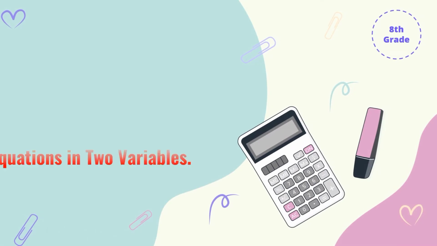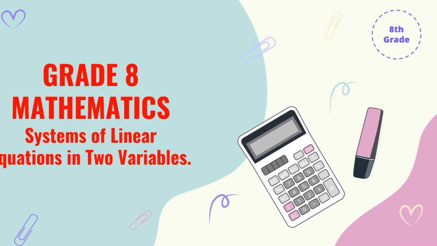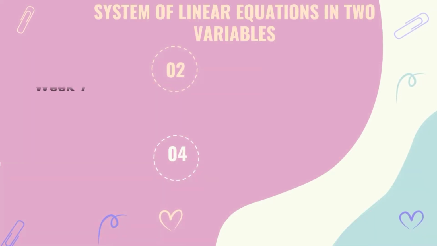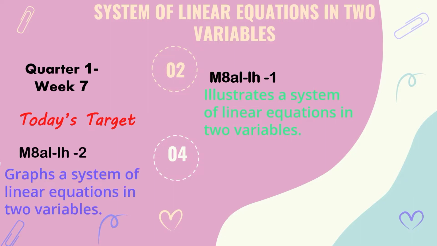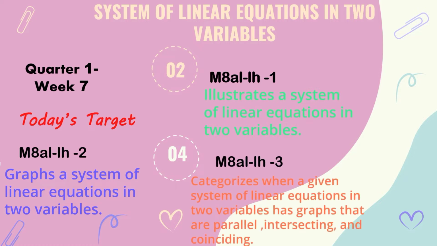Our topic today is about systems of linear equations in two variables. Our targets are the following: first, illustrates a system of linear equations in two variables; second, graphs a system of linear equations in two variables; and third, categorizes when a given system of linear equations in two variables has graphs that are parallel, intersecting, and coinciding.